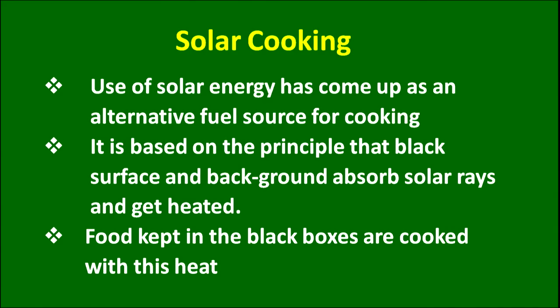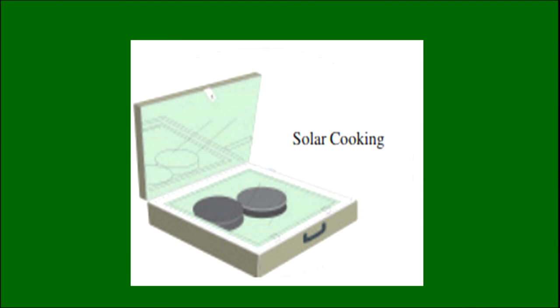Now another important and popular method, which is very environment friendly, which does not require any kind of electricity, but uses the rays of the sun, and we call it solar cooking. Solar cooking is the use of solar energy as an alternative source of fuel for cooking. It is based on the principle that a black surface and background absorbs the solar rays and gets heated, and in that heat the food is kept. As you have seen in the previous picture, the food is kept inside the black box, and when the sun rays are there, that cooks the food with the presence of heat.